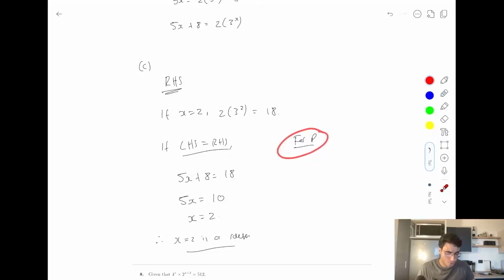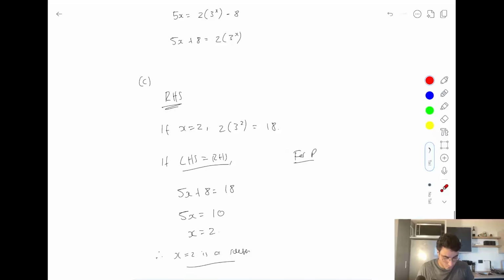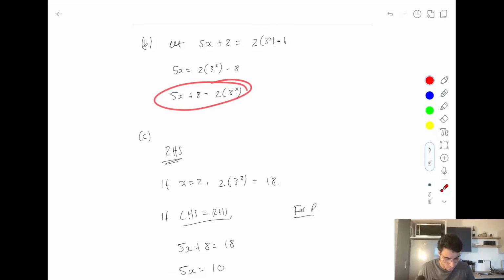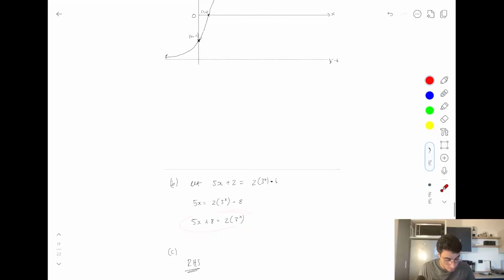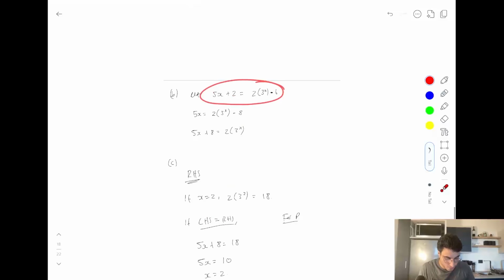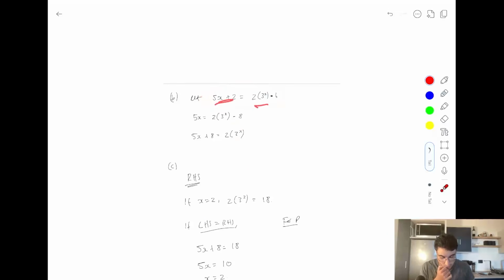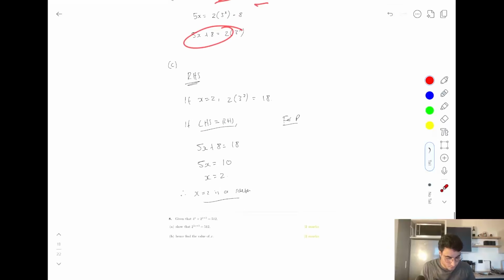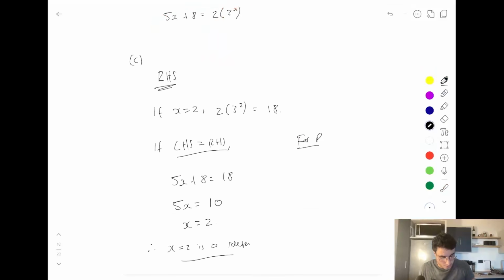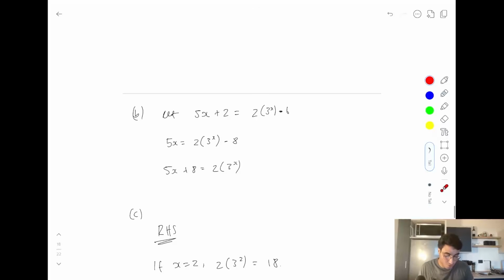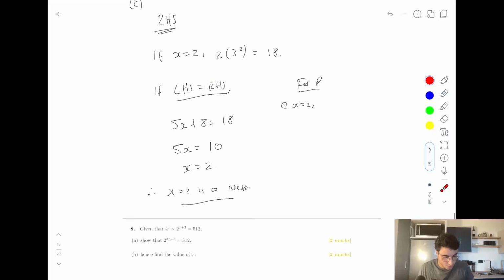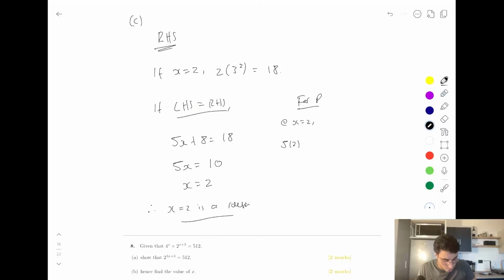Okay, that's cool. So therefore for P, what are we going to do? We're not going to plug it in to our equations here, but what we are going to do is plug it into these, okay? Because these are original equations, these aren't. So I say at x equals 2, I'm going to just pick the easy one, and that is 5x plus 2. So we've got 5 times 2 plus 2, which equals 12. Therefore, P is equal to 2, 12, okay?